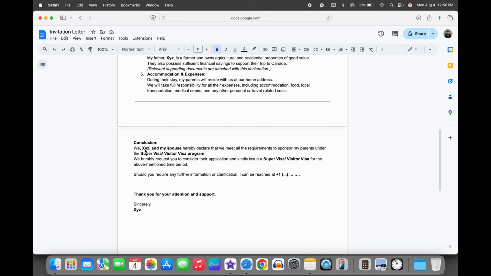Conclusion. We, your name and your spouse's name, hereby declare that we meet all the requirements to sponsor my parents under the Super Visa or Visitor Visa program. We humbly request you to consider their application and kindly issue a Super Visa or Visitor Visa for the above mentioned time period. Should you require any further information or clarification, I can be reached at. Please enter your phone number here. Thank you for your attention and support. Sincerely, please enter your name and your spouse's name.